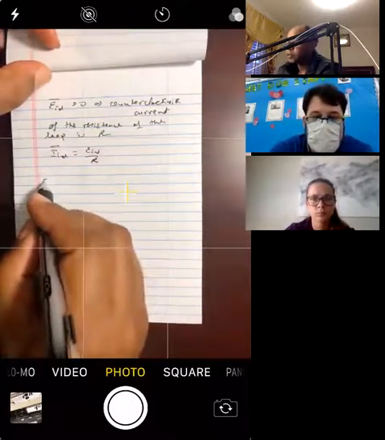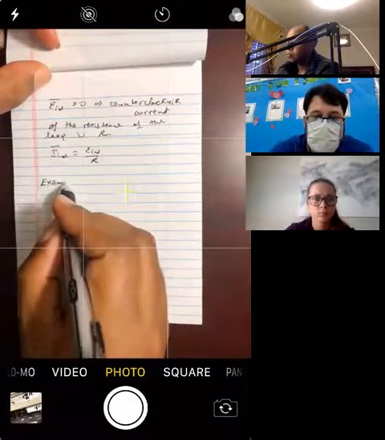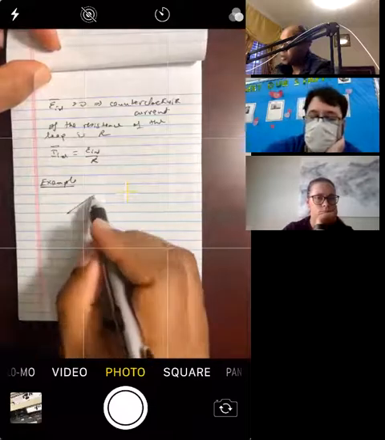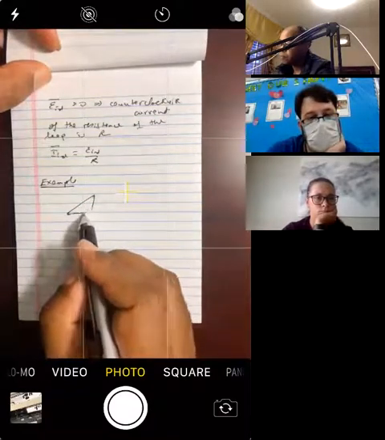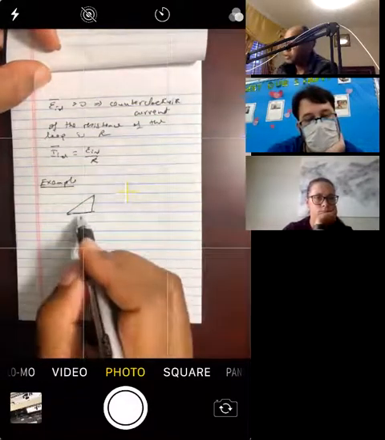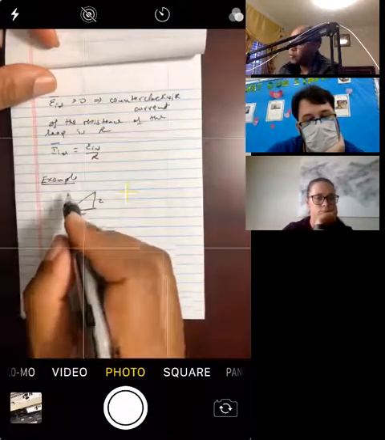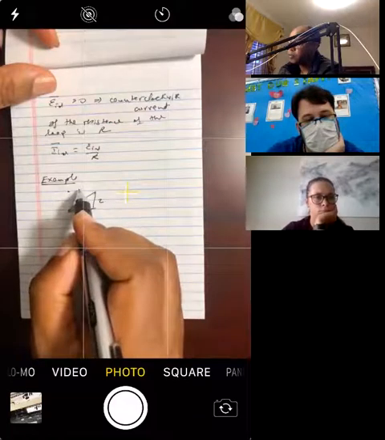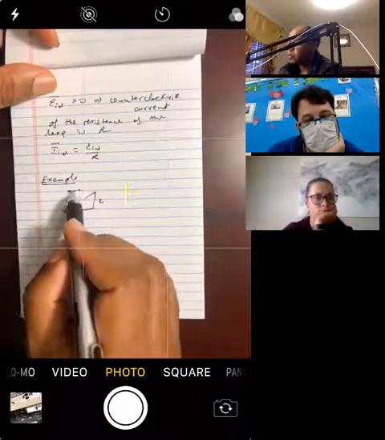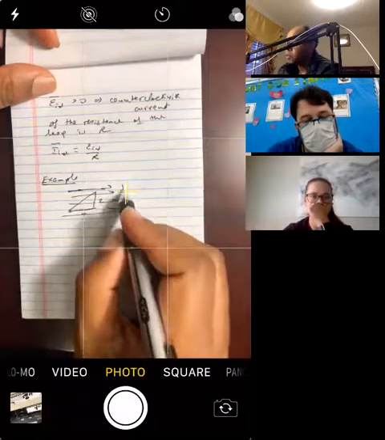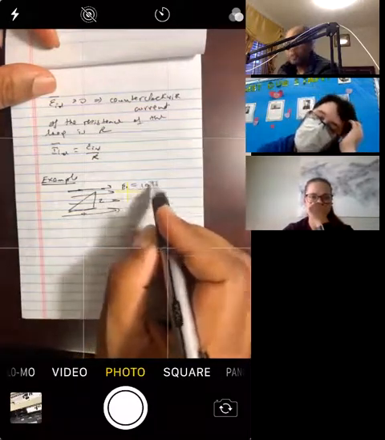So let's look at another example. Let's say I have this rectangle over here. Let's say maybe this is 4, this is 2. Maybe we have this magnetic field over here. Suppose this is a magnetic field going this way. Let's say B is 10 Tesla.